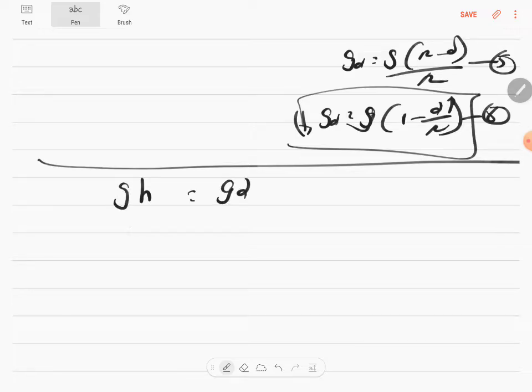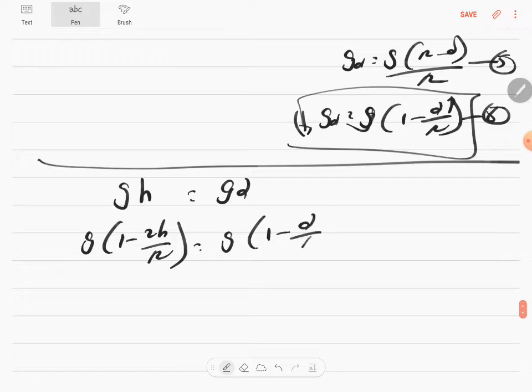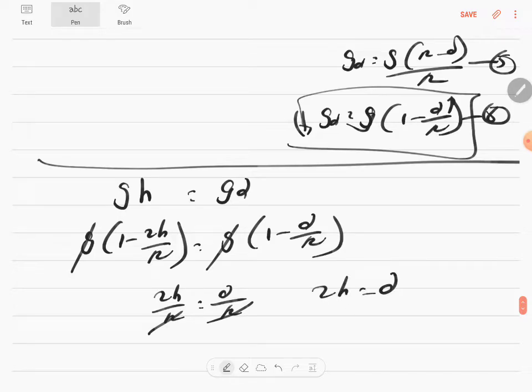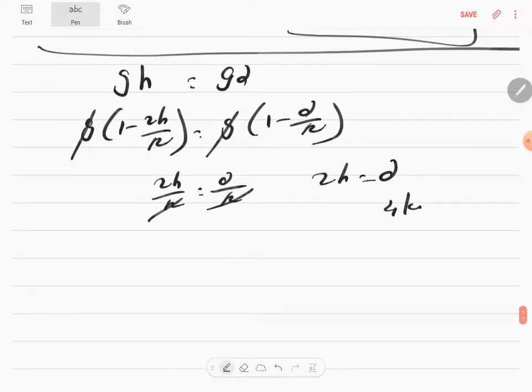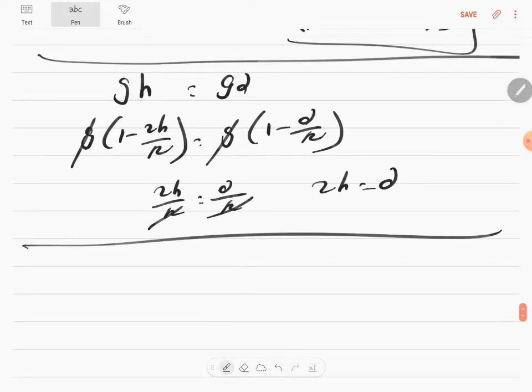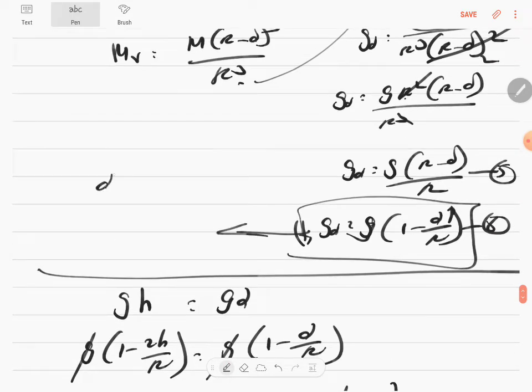What is gravity at a particular height? It is g into 1 minus 2h by r. Gravity at a particular depth is g into 1 minus d by r. The g gets cancelled, the 1 gets cancelled, 2h by r is equal to d by r, the r gets cancelled, 2h is equal to d. Therefore, if you go 4 kilometers depth, 8 kilometers you have to climb above, so that the gravity will be same.